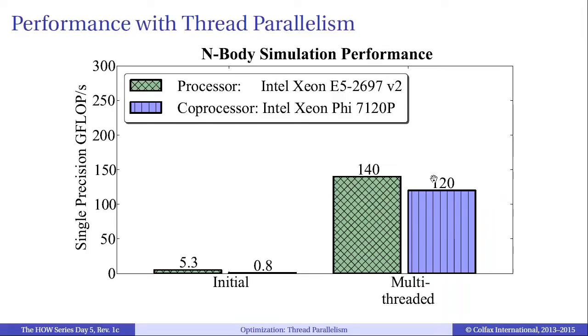And my apologies, I think I said something wrong. We are using single precision. In single precision, the theoretical peak performance of this Xeon Phi model is 2400. I said 1200. It's actually 2400. So the theoretical peak performance is 20 times greater than this. So I need to look for other opportunities for optimization.